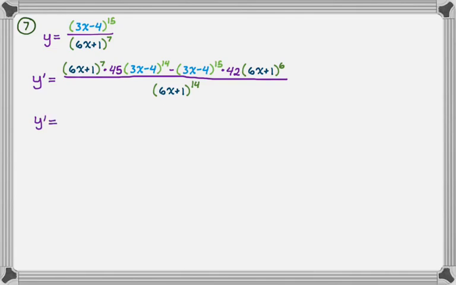45 and 42 are both multiples of 3, so I'm going to take out a 3. Then you look at (6x plus 1) to the 7th and the 6th, so we take out to the 6th.